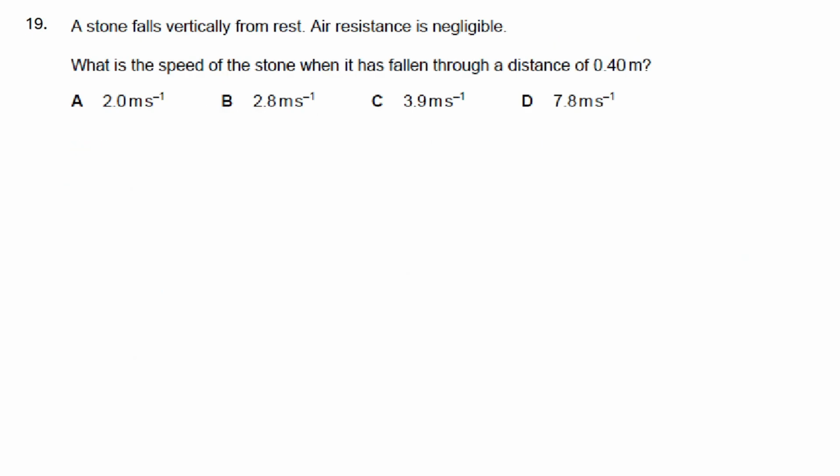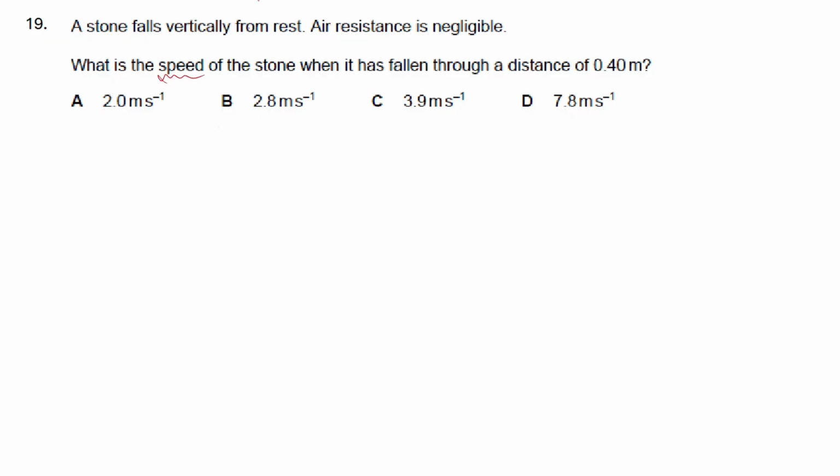Number 19. A stone falls vertically from rest. Air resistance is negligible. What is the speed of the stone when it has fallen through a distance of 0.4 meters? So this problem is actually a kinematic question. It's a relatively straightforward SUVAT equation compared to other problems. How do I know this is a kinematic question?